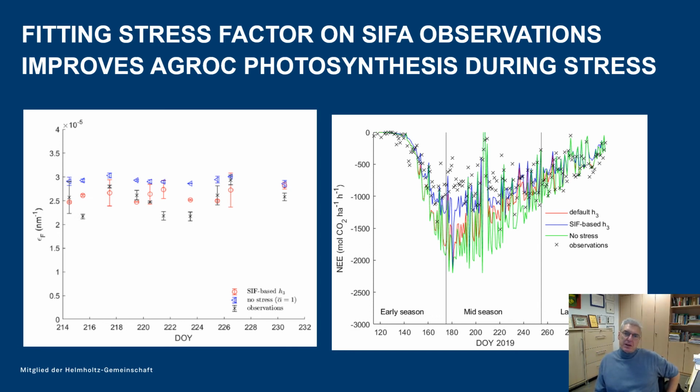And typically it means if you have a sink, then CO2 is being taken up. If it's a source, you release CO2. And we see here that the observations show that we have a CO2 sink, and that if we account for no stress, this uptake is much larger. And if we account for the SIF-based h3 estimate, then we are improving our predictive capability of the net ecosystem exchange. And this shows us that we have information in the sun-induced fluorescence to improve our models and to better estimate, for instance, also productivity.